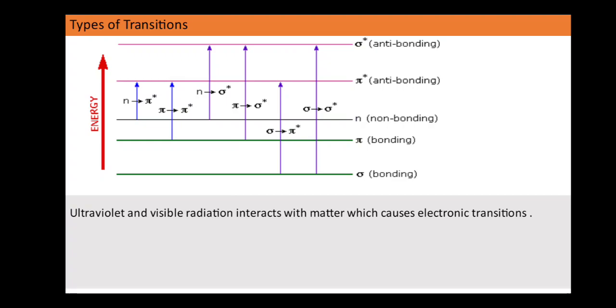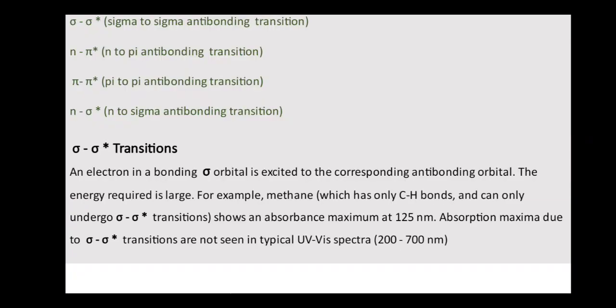These are the various transitions which are observed when the atoms or the electrons come in contact with the electromagnetic radiations. These are sigma to sigma antibonding transitions, n to sigma antibonding transitions, pi to pi antibonding transitions, and n to pi antibonding transitions. Let us see about sigma to sigma antibonding transitions.